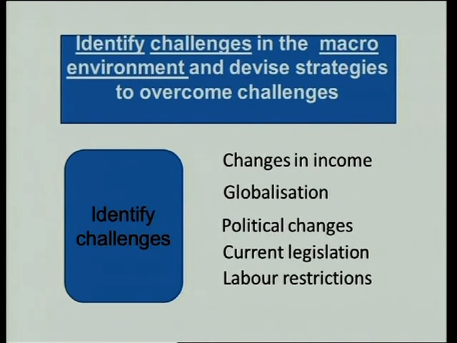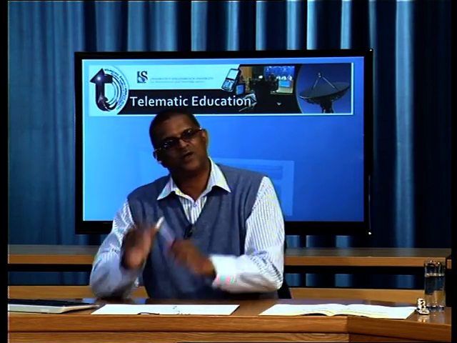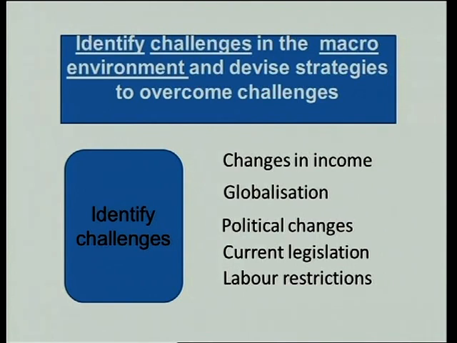Changes in income would be your economic environment. It deals with the economy. Okay, let's look at the next one. Globalization. What is an example of globalization?